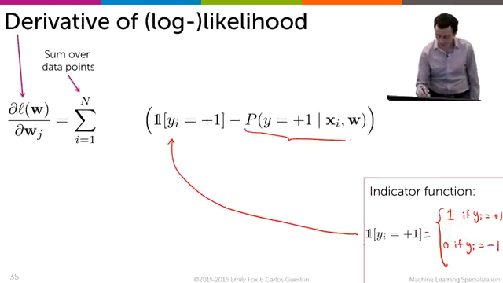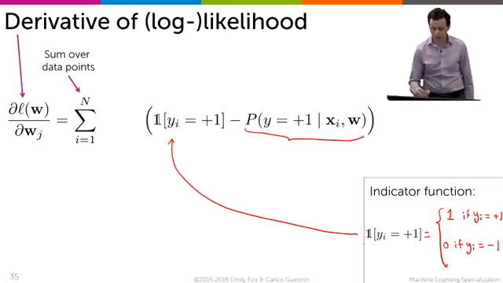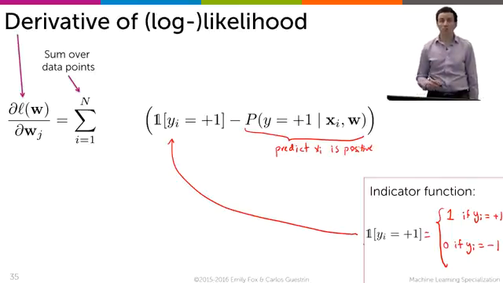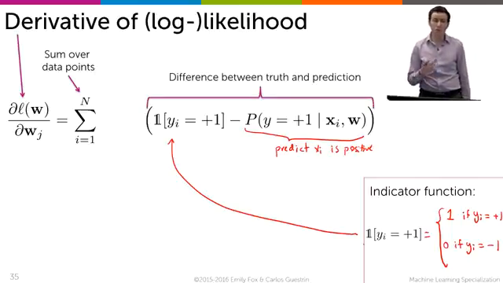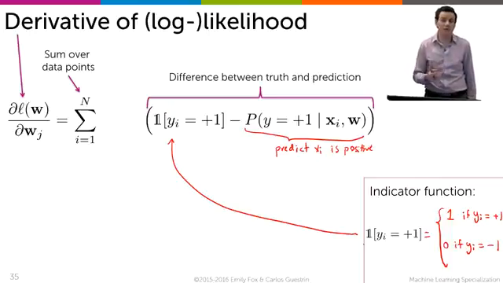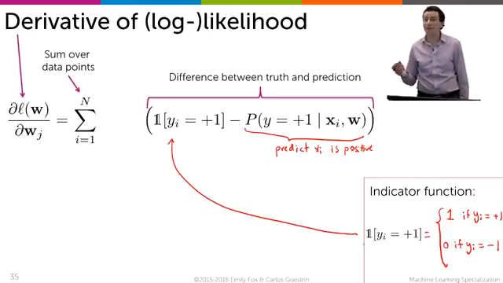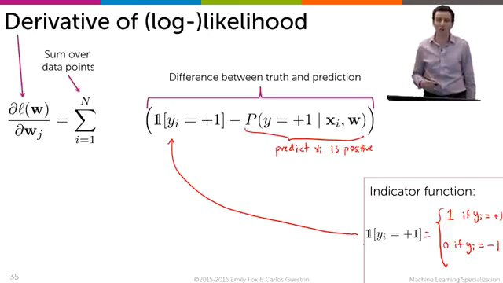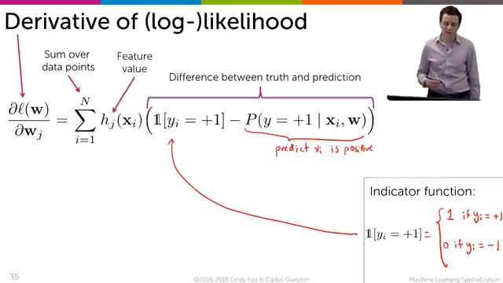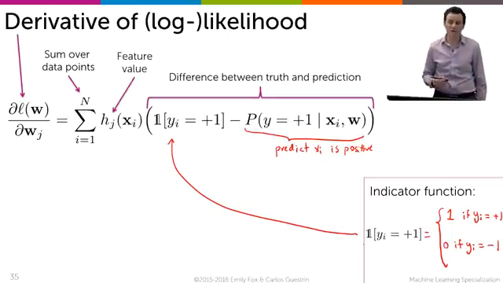And the second term is the difference between that and whatever my model predicts, how much my model so far predicts that xi is positive. In other words, this is the difference between the truth, is this a positive example, and the likelihood that my model assigns to it being a positive example.